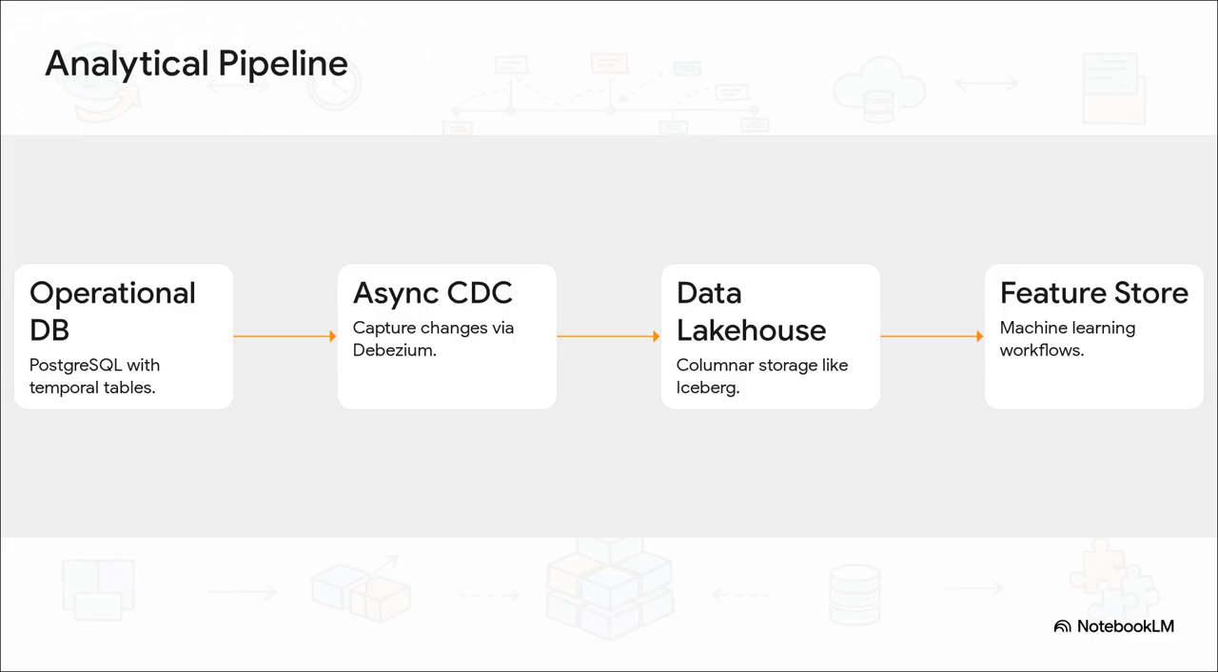From there, change data capture tools, something like Debezium, for example, stream every single incremental version insert straight out of the OLTP database logs. Those streams are then pumped asynchronously right into a high-performance columnar data lakehouse like ClickHouse or Apache Iceberg, which is just perfectly optimized for our machine learning feature stores.